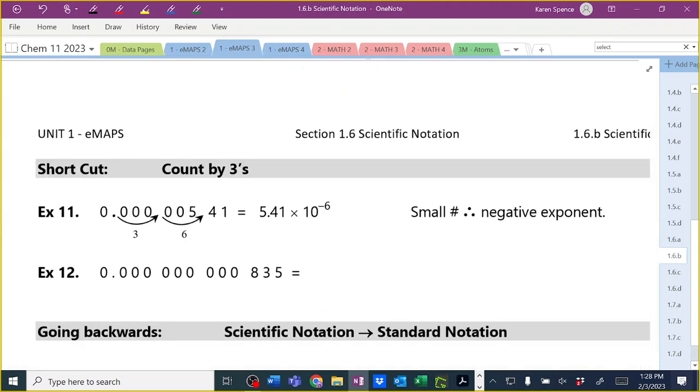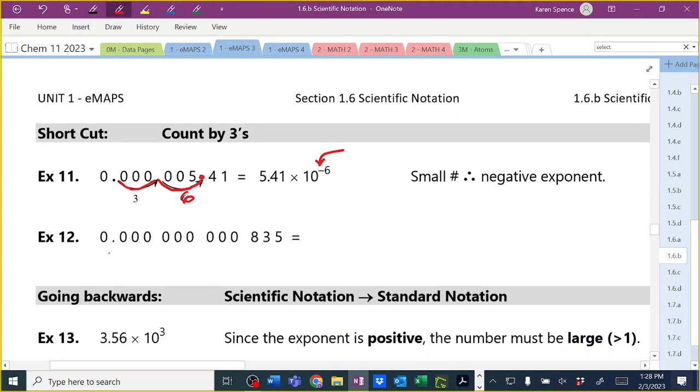Okay. Shortcut, once again, count by 3s. If you've got a big long number with lots of zeros, instead of going 1, 2, 3, 4, 5, 6, 7, you can just go 3, 6. Oh, and that takes me to one number in front of the decimal, so that would be 5.41 times 10 to the 6. And because it is a small number, it will be negative 6.